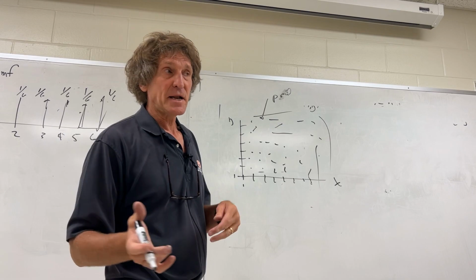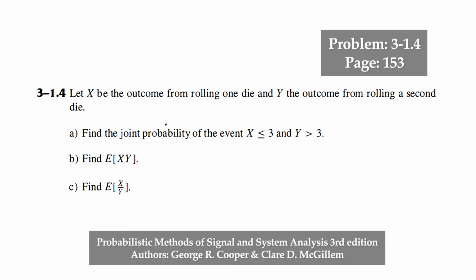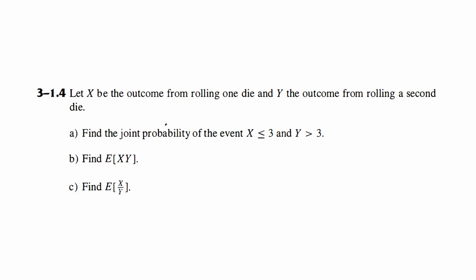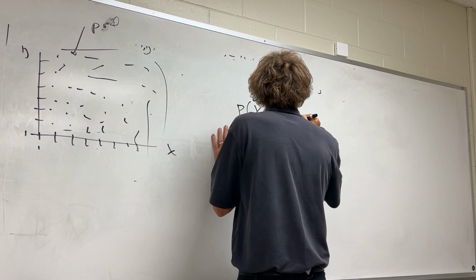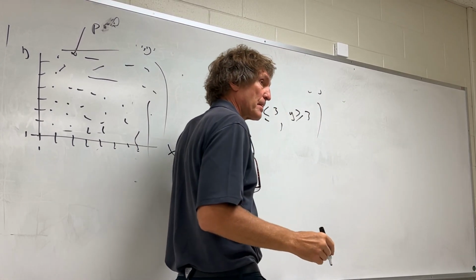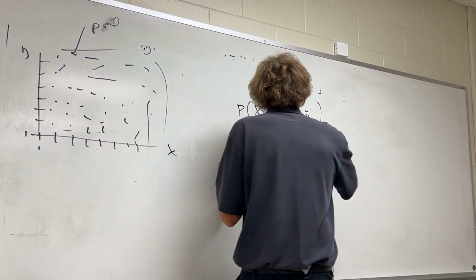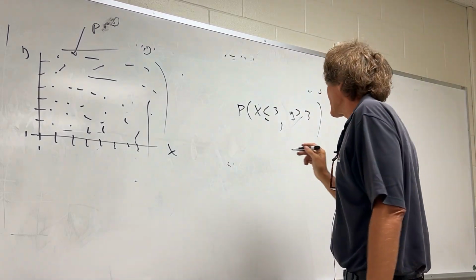Now we want the probability of X being less than or equal to 3, and Y greater than 3. Greater than or equal to 3? Just greater than 3. Greater than 3, okay. If you think about this, what are we really doing?